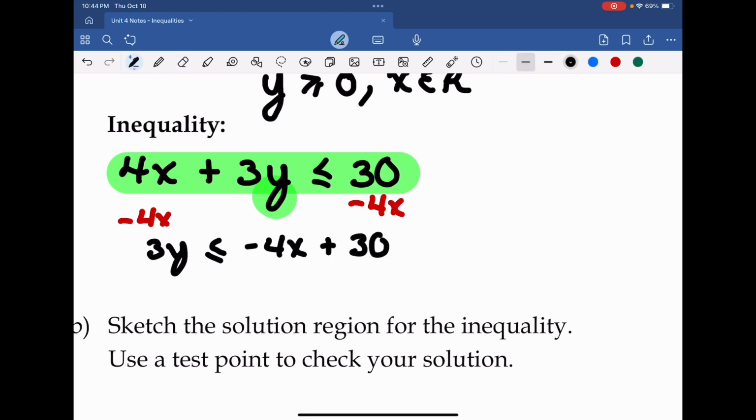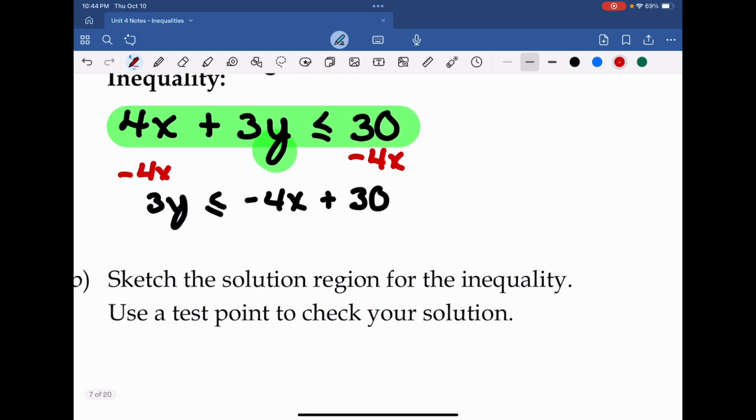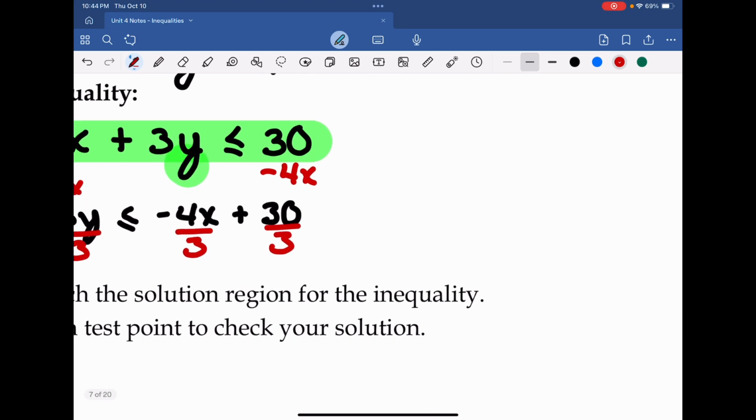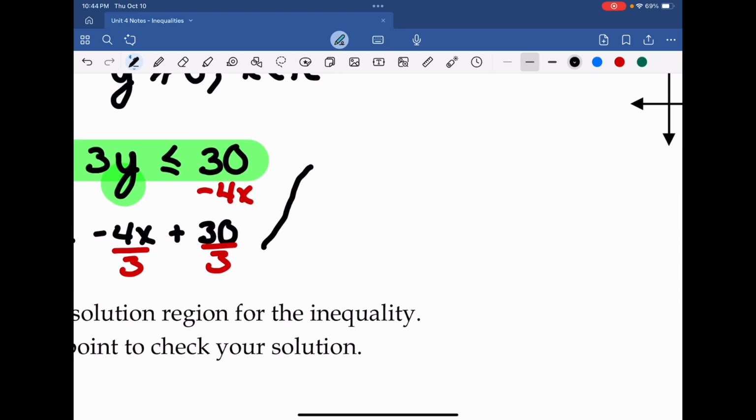And let's make sure that 3 is a little neater. There we go. We're going to divide both sides by the 3. This will make our new inequality that we're going to place over here. y is less than or equal to negative 4/3 x, and then 30 divided by 3 will give us 10. Okay, so there we go. Here is the inequality isolated for y.